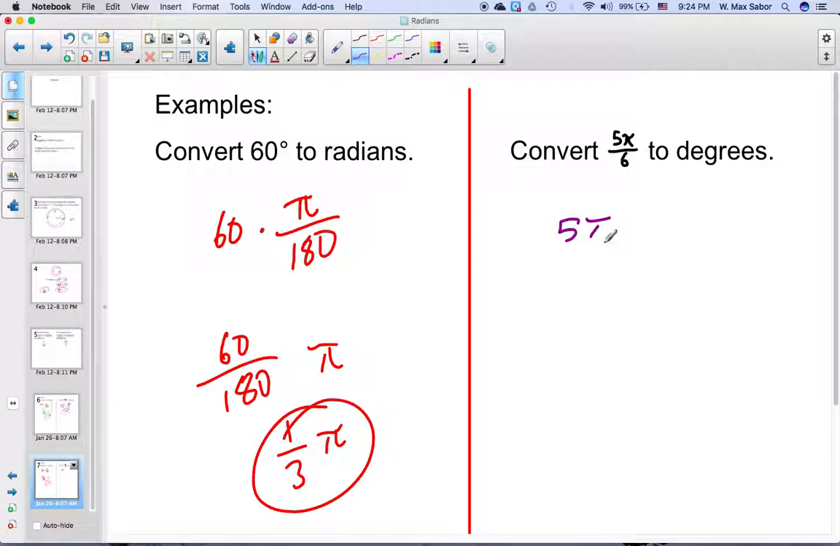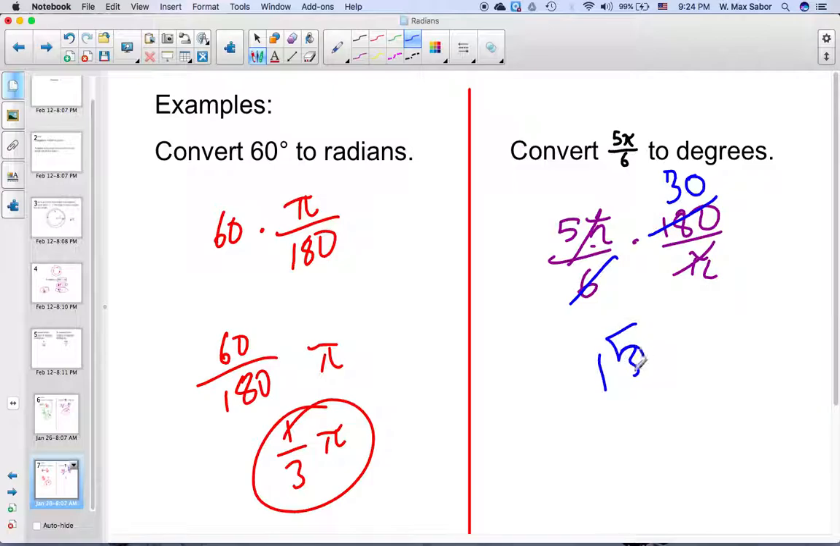5 pi over 6 times 180 over pi. We'll cancel out the pi's. If you want, you can simplify 6 and 180. 180 is divisible by 6, and we're left with 30, and then 5 times 30 is 150. So 150 degrees is the same thing as 5 pi over 6. All right, that's radians.